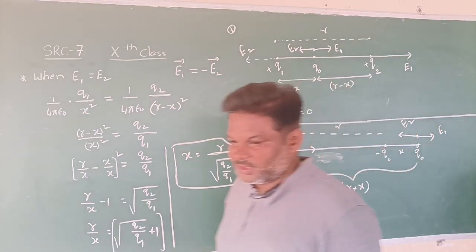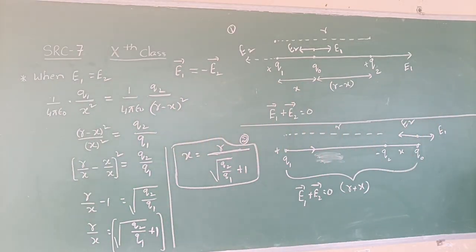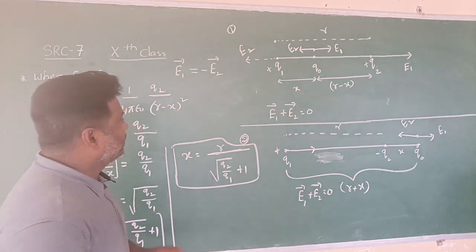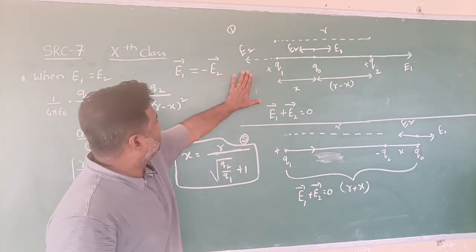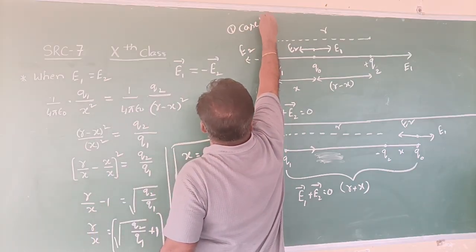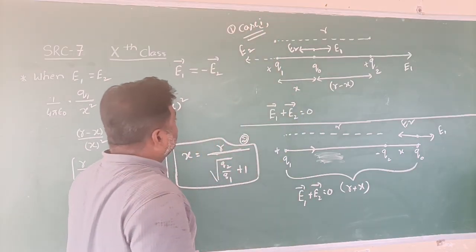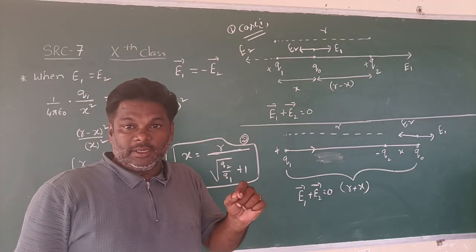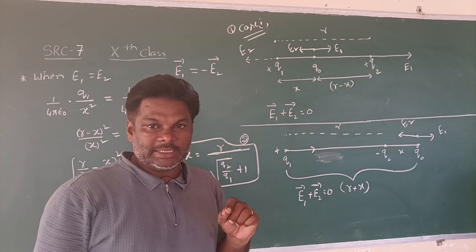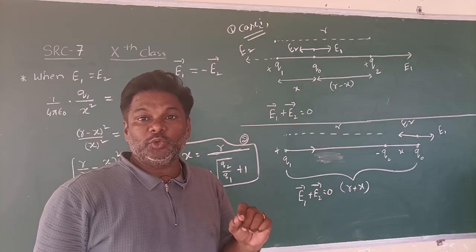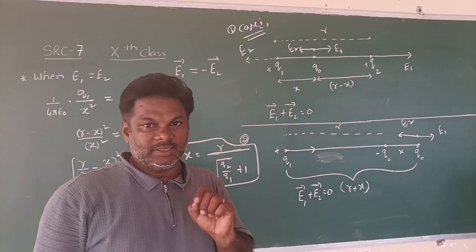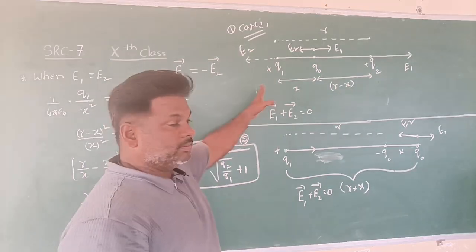Now prepare notes for this one by drawing this case 1. In case 1, how to proceed? I am telling you how to write it. Location of null point between two positive charges. This is your heading. Draw this picture and write.